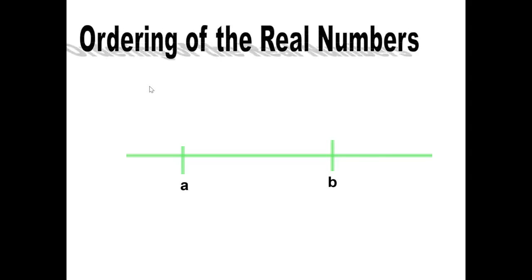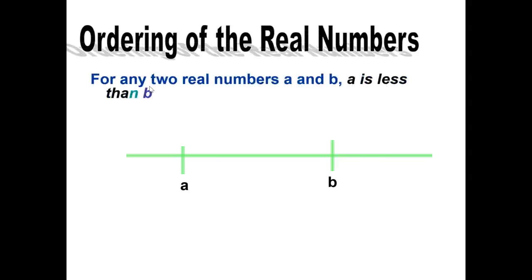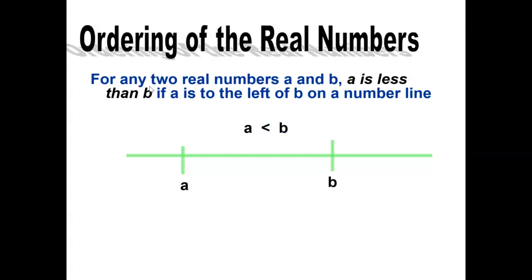Ordering of the real numbers. For any two real numbers A and B, A is less than B if A is to the left of B on a number line. I'll show you that with the number line, but any number which is on the left will always be the smaller number. Keep that in mind. It's always true for any real number. So the sign that I'm using is A less than B.